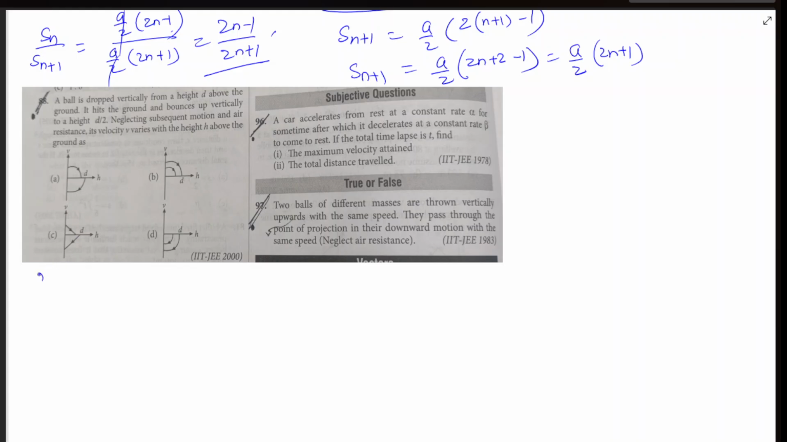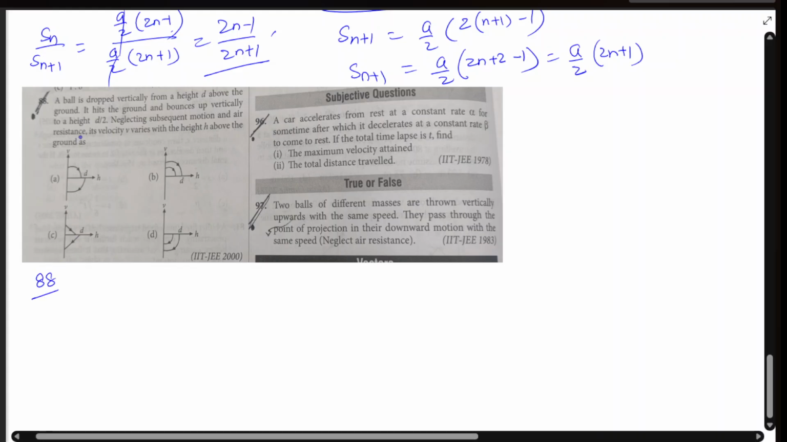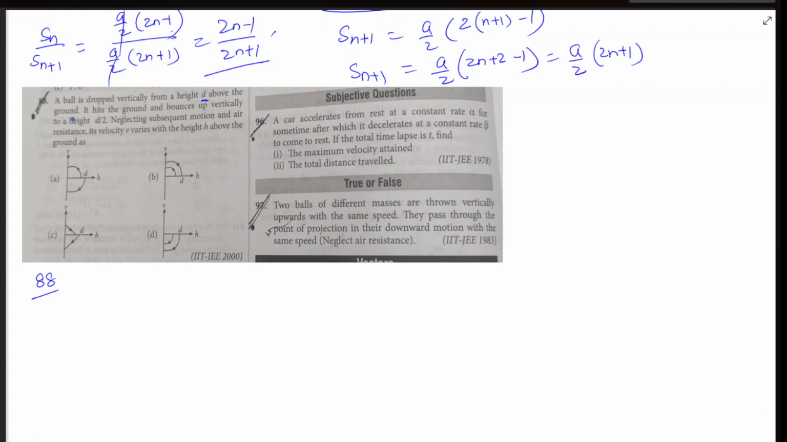Okay. So question 88 is what? A ball dropped vertically from a height d above the ground. It hits the ground and bounces up vertically to a height d by 2. Neglecting the subsequent motion and air resistance, we have to find how its velocity v varies with the height h.